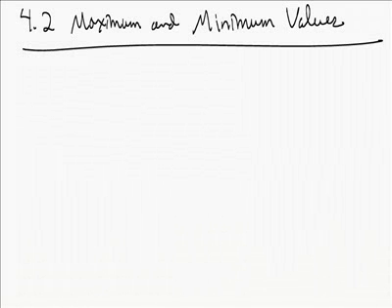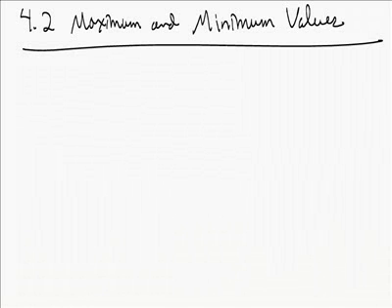4.2, we're going to continue our discussion of derivatives here. We're going to be looking at one of the most useful things that differential calculus will do for us. One of the most useful things we can do with a derivative is find out where a particular function has a maximum value or a minimum value, where that occurs, and what that maximum and minimum value is.